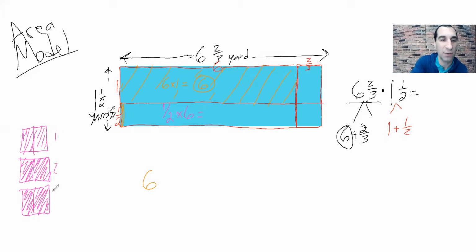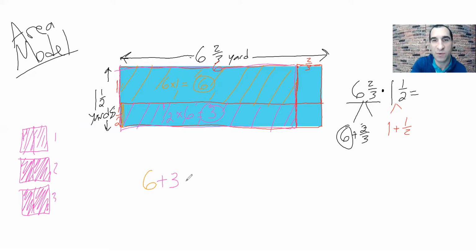Well, I have 1, 2, 3 holes. So that's how I'm getting 1/2 times 6 equals 3. So the area of this section of my carpet is 3. So I'm going to add these together because I'm adding these two areas, these two squares together. So this is going to be 6 plus 3.